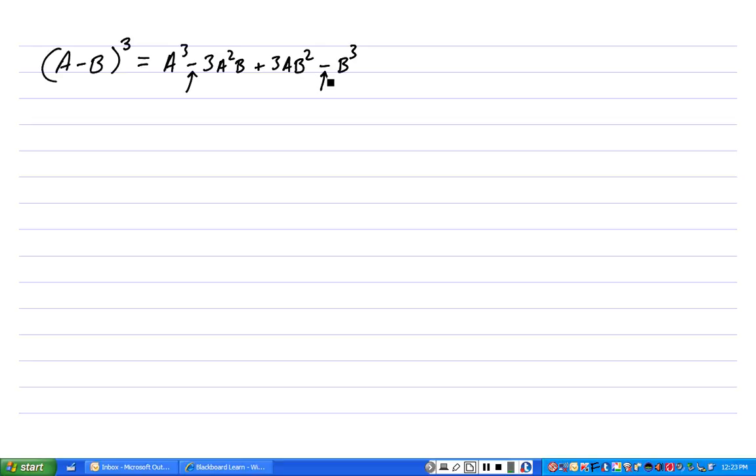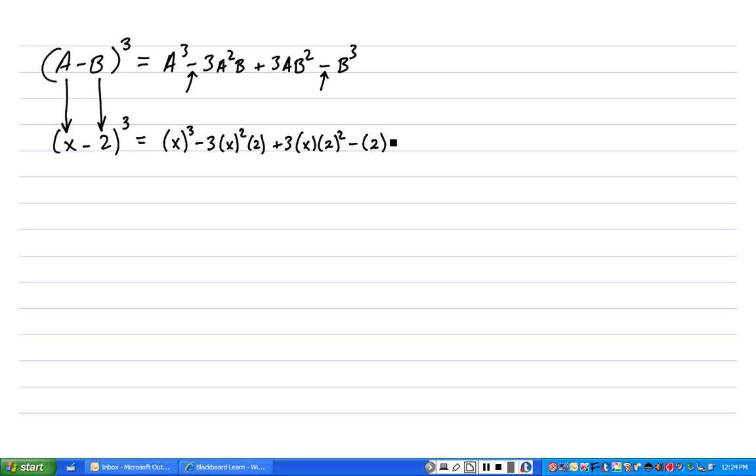So in this case, let's go with a problem like here, something basic. Let's say x minus 2 cubed. So in this case, my a is x and my b is 2. So I'm looking at a cubed minus 3 times a squared b plus 3 times a b squared minus b cubed.